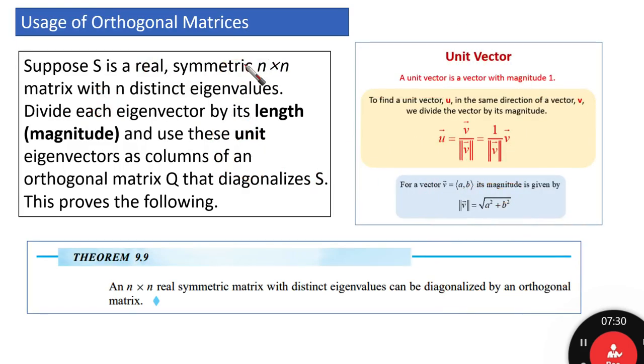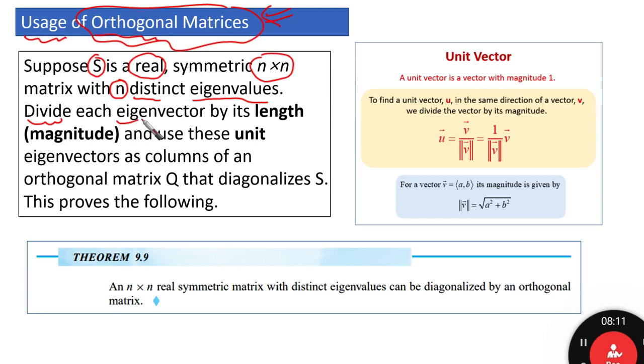Now let's go to something else related to the usage of orthogonal matrices, that is, when we can use it. For example, if we're talking about eigenvalues and eigenvectors, is it going to be useful for us to use orthogonal matrices? Let's read. Suppose S is a real symmetric n by n matrix with n distinct eigenvalues. So we have n distinct eigenvalues for this real symmetric matrix.